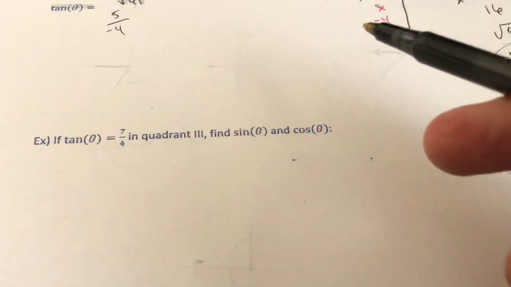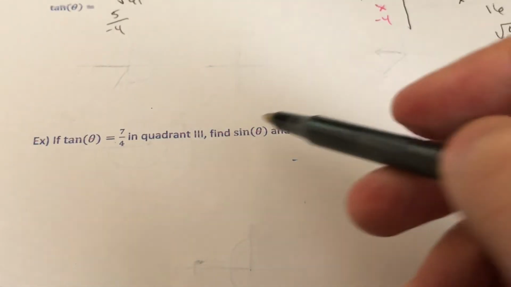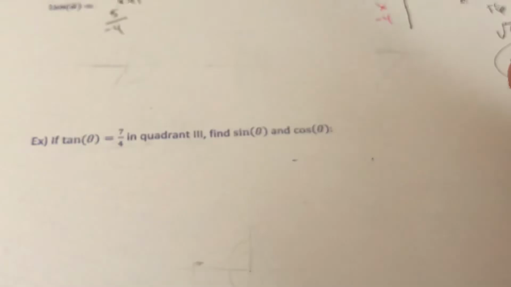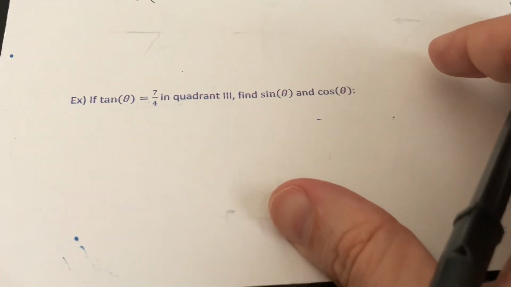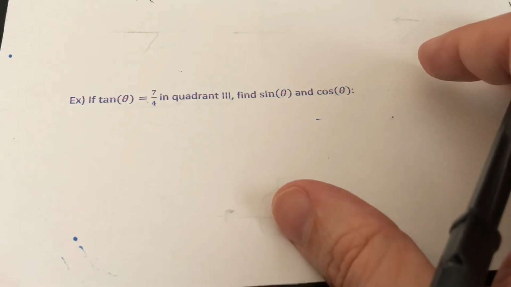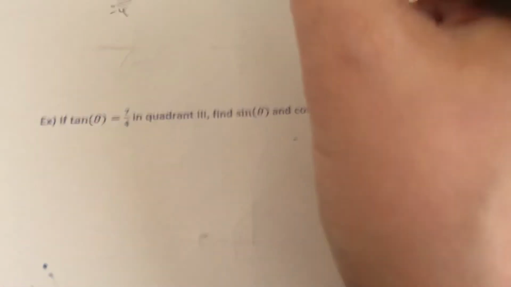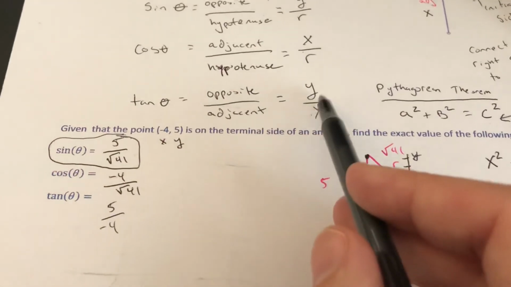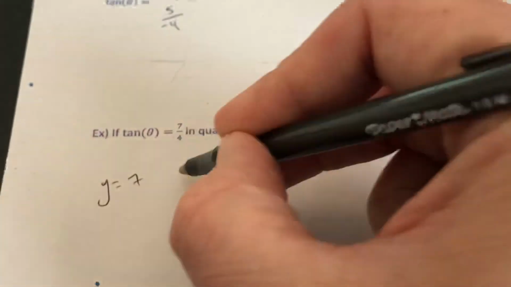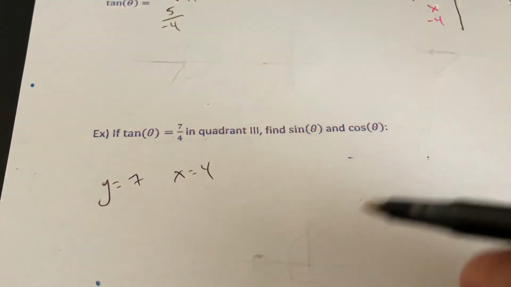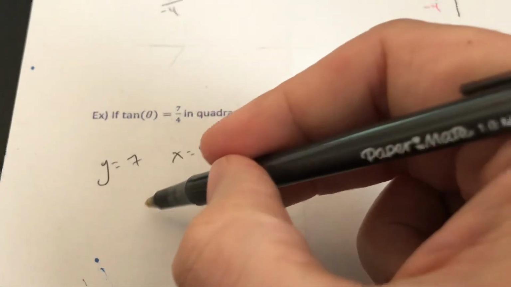All right, so this one's only asking us to find sine and cosine, and it gives us the tangent value. It gives us the tangent is 7/4. So if we look back up here, tangent is y over x. So this tells us our y value is 7 and our x value is 4. Sweet. Now I can draw a diagram.